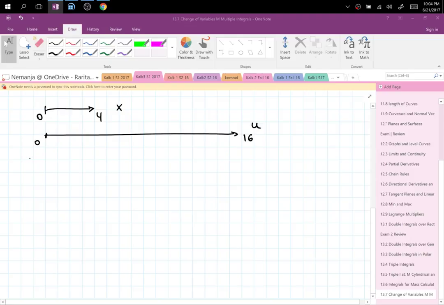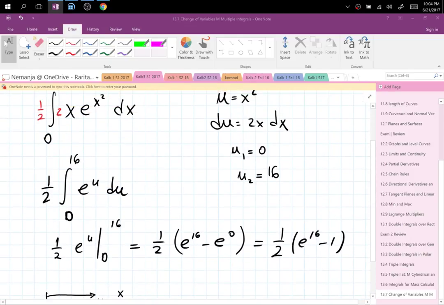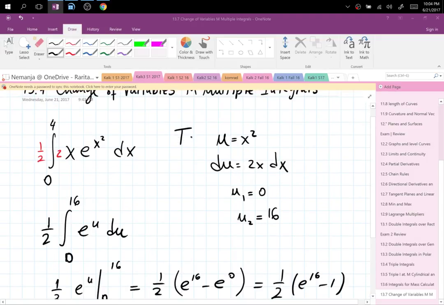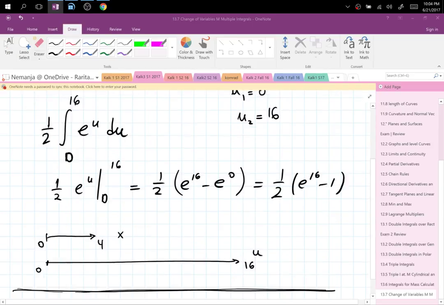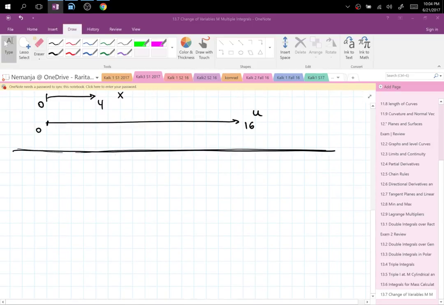First we have to have a transformation. Our transformation in Calc 1 was given here. This was my transformation equation, where I plugged in x equals 0 to get u equals 0 and x equals 4 to get u equals 16. Now I'm going to have transformations where x equals some function g of u, v, and y equals some other function h of u, v.